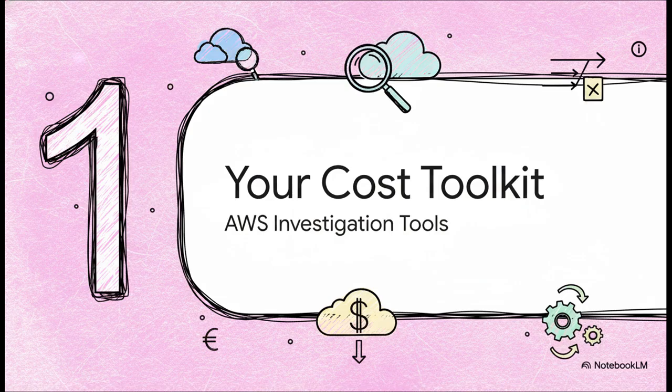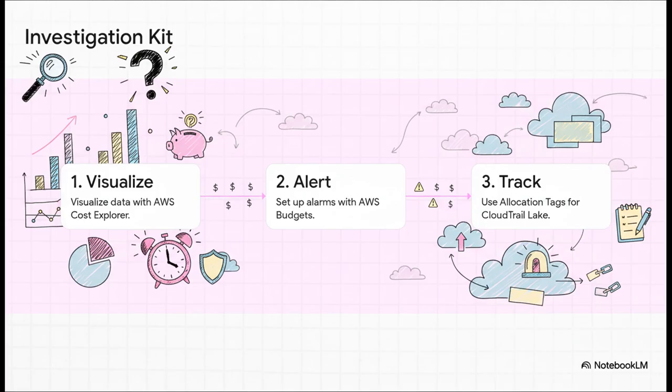Okay, so before we start pointing fingers at the usual suspects, every good detective needs their toolkit, right? So let's look at the essential AWS tools we're going to use to track down these costs. Our toolkit is pretty straightforward. First, we need a way to see what's happening. That's Cost Explorer. Then we need a way to get alerted if things go sideways. Hello, AWS Budgets. And finally, specifically for CloudTrail Lake, we'll use Allocation Tags to keep track of costs.